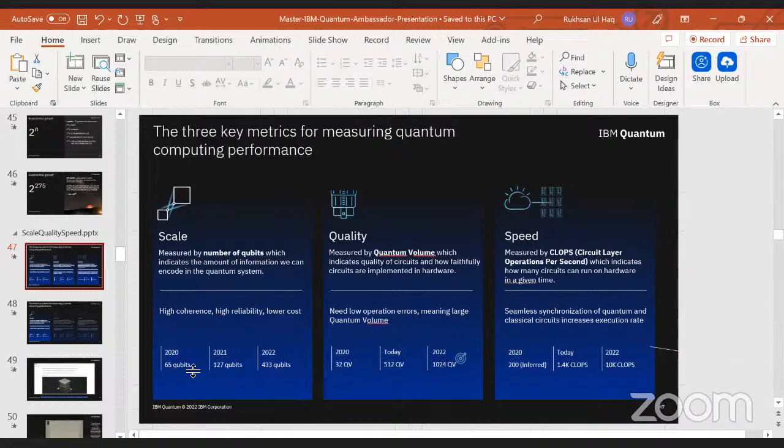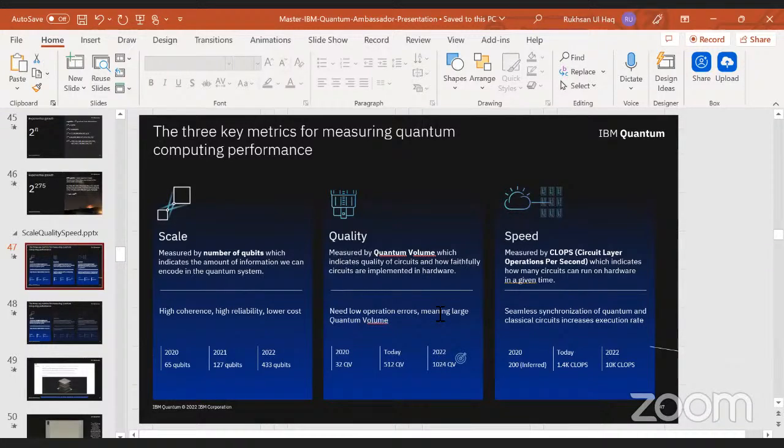If you look at the map from 2020 to 22, the journey is: we had just 65 qubits in 2020, now we have 127 qubits, and we are on our journey to 433 qubits. And then there is something called quality. Typically we think, okay, if I have a larger number of qubits, it means good computing, but that's not the case, because the hardware is very noisy. So you have to find a way.